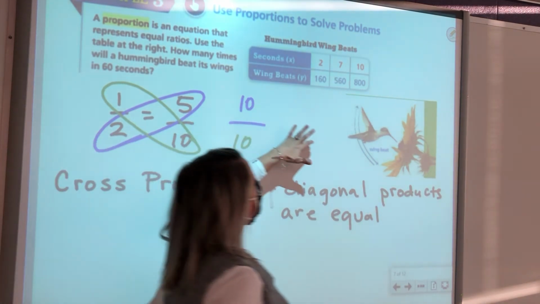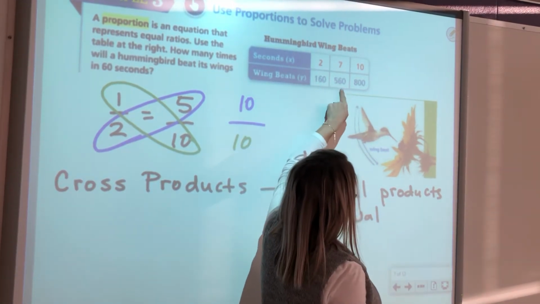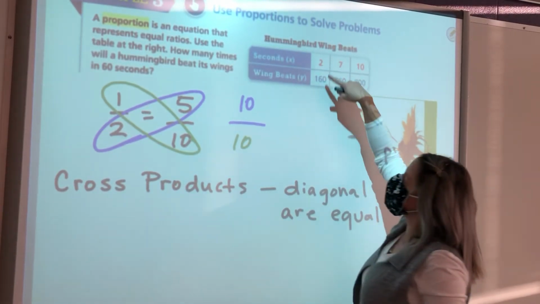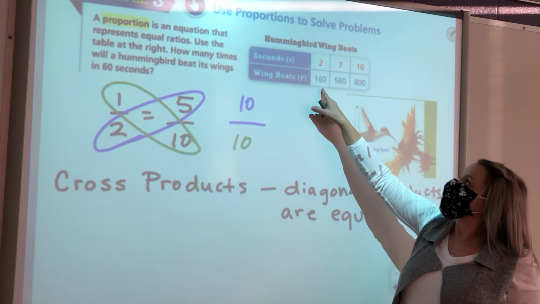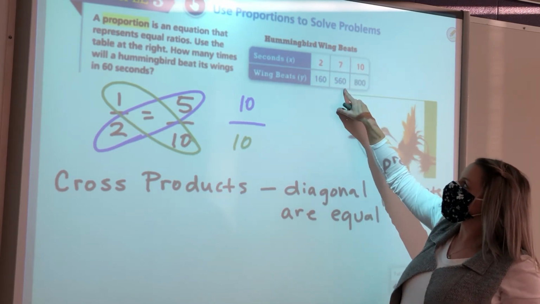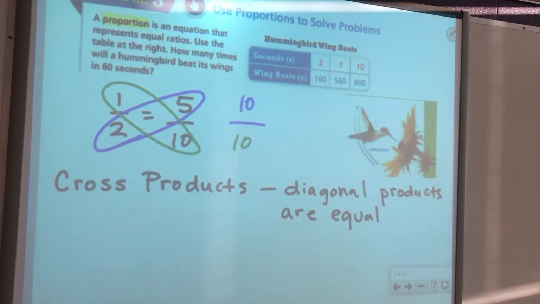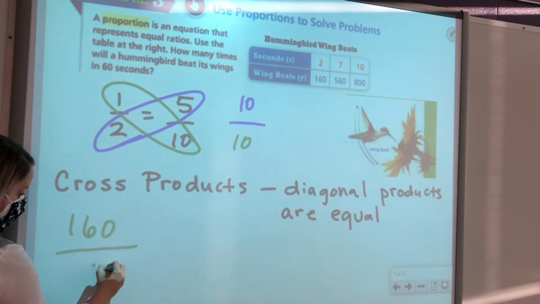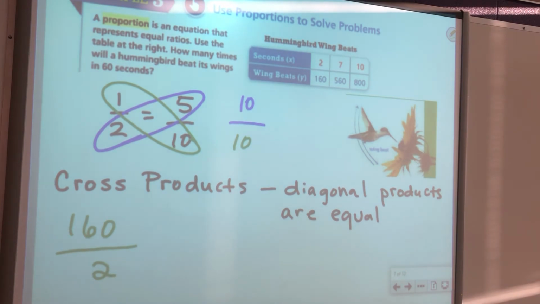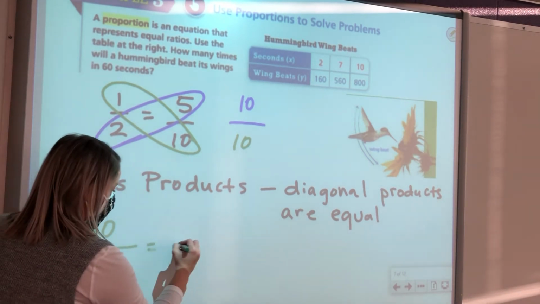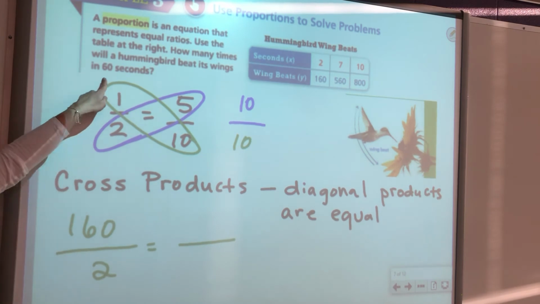Now this can help us. Right here, we've got 2 seconds, 160 wing beats; 7 seconds, 560; 10 seconds, 800. So what I can do is create a ratio, 160 over 2. The number of wing beats that we count depends on how long we're counting. So 160 over 2 seconds. How many seconds do we want to know about? 60.